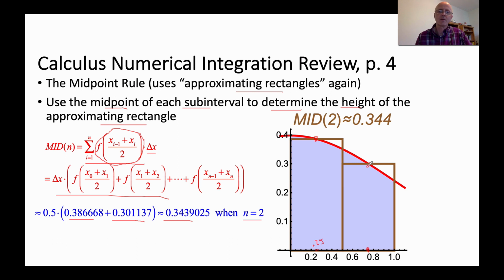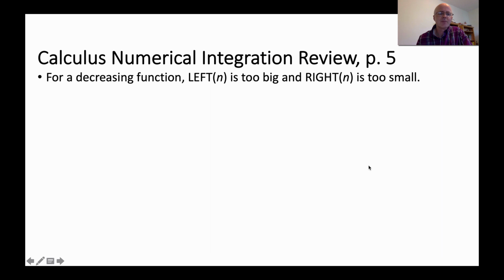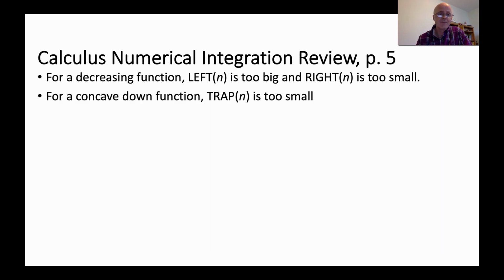Okay? It's not so clear in looking at this whether this approximation is going to be too big or too small. However, it will be too big because the graph's concave down, we will see here in a second. So remember, for concave down graphs, we saw the trapezoid rule was too small. I'm claiming the midpoint rule here is too big.